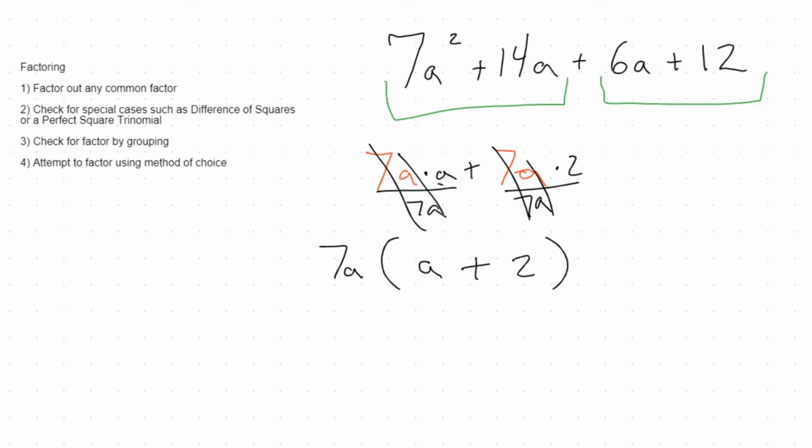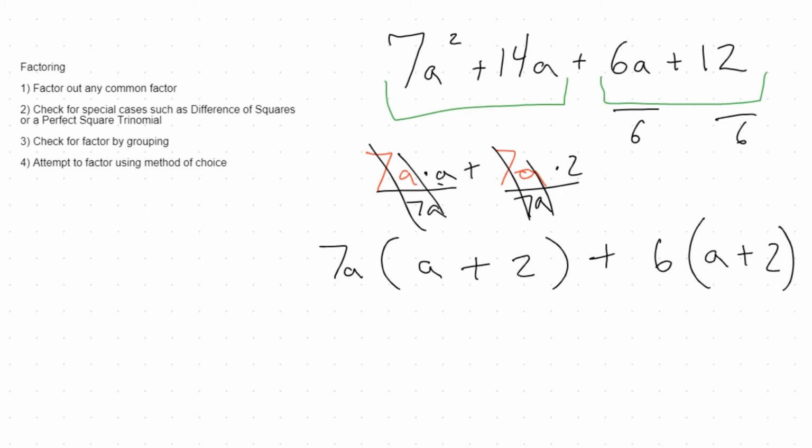What does 6a plus 12 have in common? What's the largest factor that they both have in common? Well, we see that they're both even, right? So they're both divisible by 2. We can always start with that. But they actually have more in common than that. 6a is divisible by 6, and 12 is also divisible by 6. So if we factor out a 6, what that's going to leave us with is 6a divided by 6 is a. 12 divided by 6 is 2, and they're separated by a plus sign.